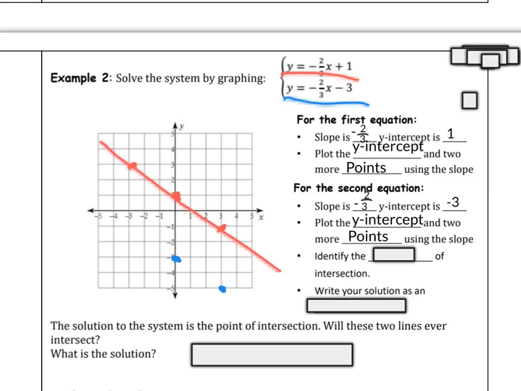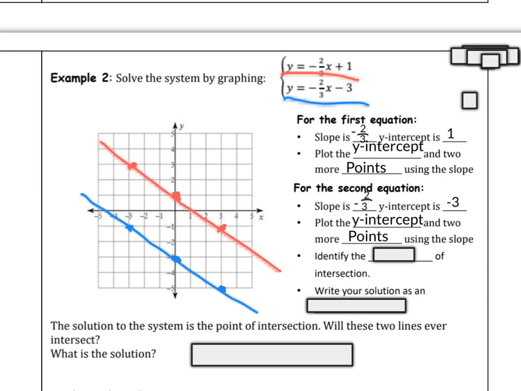And then let's get our other point by going the other direction, which is going to be up here. So up 1, 2, over 1, 2, 3. That's our next point right there. And now I have my next line.